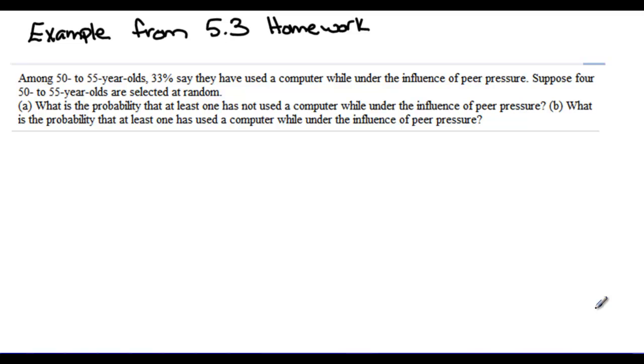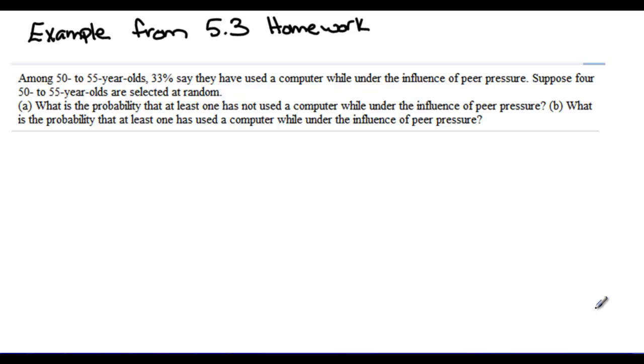All right, let's work one more problem out. So in your homework, you're going to have something very similar to this. So among 50 to 55-year-olds, 33% say they have used a computer while under the influence of peer pressure. Suppose 4 50 to 55-year-olds are selected at random.